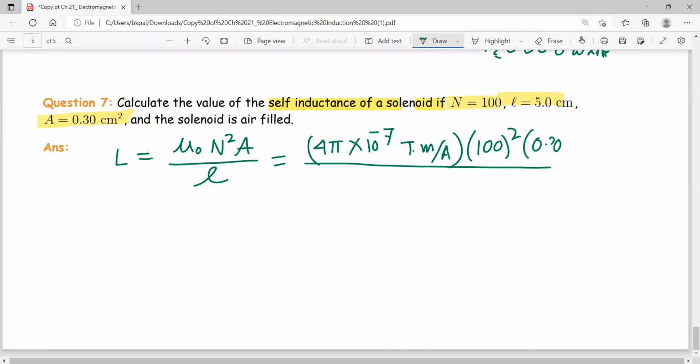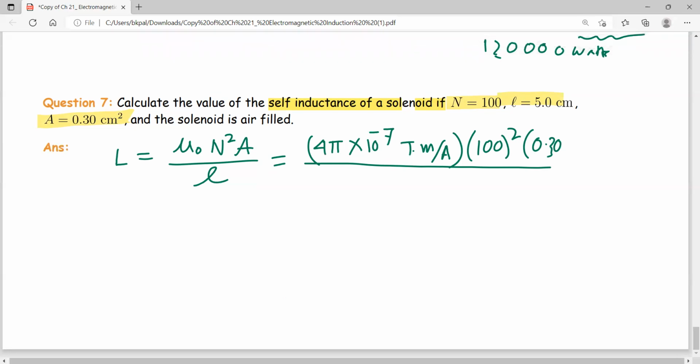Here you have to be careful. Here it is centimeter squared, so you have to convert centimeter twice to meter. That will be 10 to the power minus 2 and 10 to the power minus 2, or 10 to the power minus 4. Make sure you understand this, because here you have centimeter squared, you have to convert centimeter two times. Many students make a mistake here, so make sure you understand this.